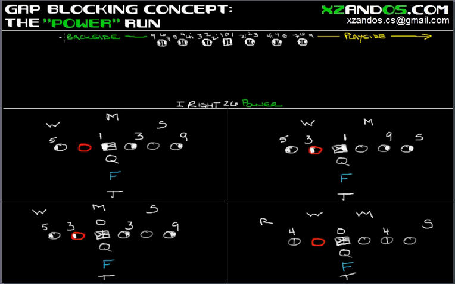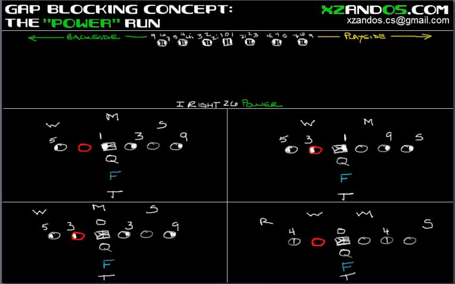Now, why am I color coding backside in X's and O's green just like in the power call above? I am doing that for a specific reason, because in a gap blocking concept, when we are running power, all offensive linemen are responsible for a backside gap. Okay, so let's talk about that next.